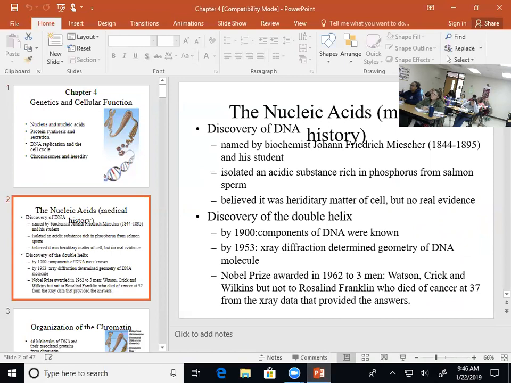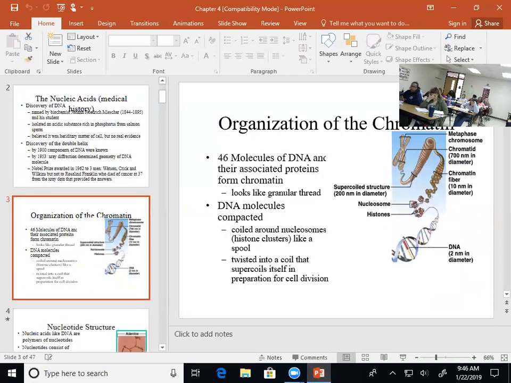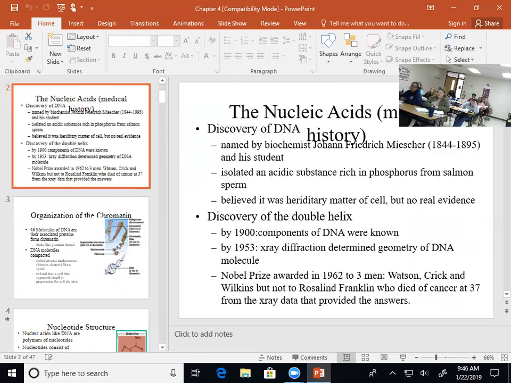Now, here's what I need you all to know, just a very little bit of medical history, but I do think it's important that you know a little bit of the history of this. It was only in the early 60s that we understood this molecule, what it looked like. And you all just described what it looked like to me.